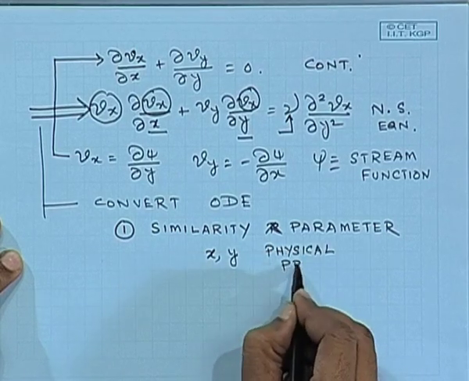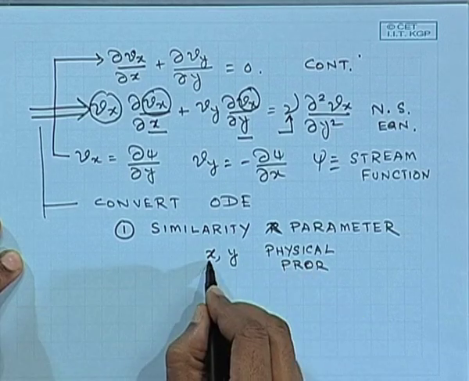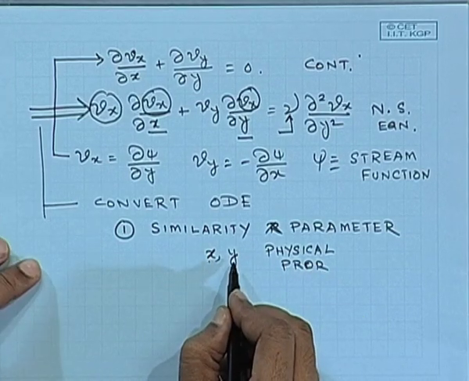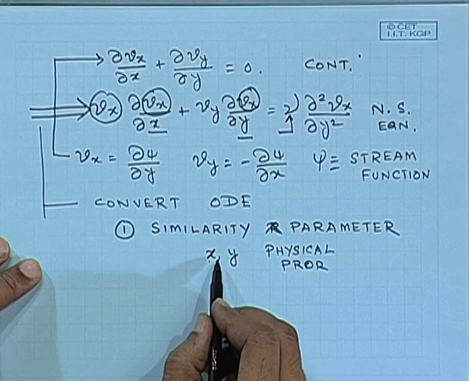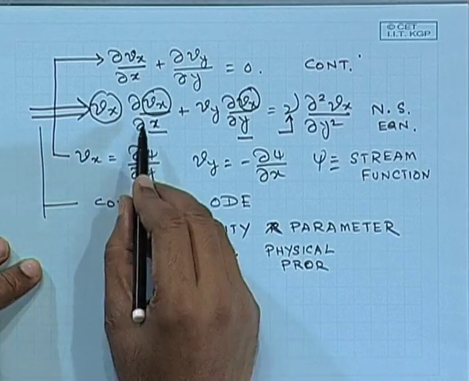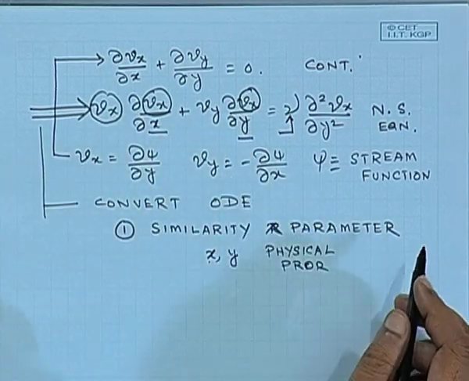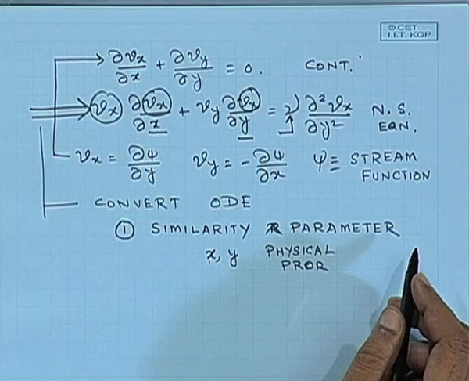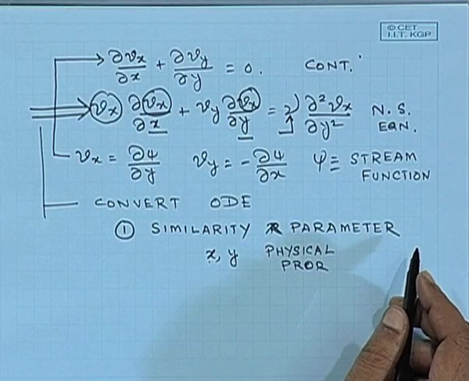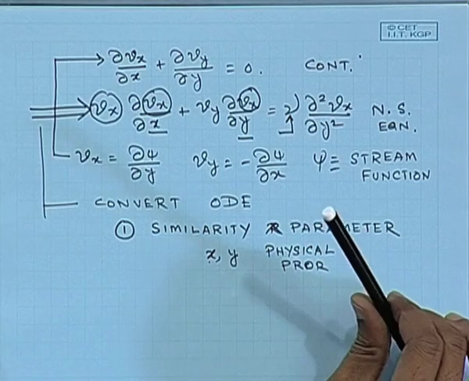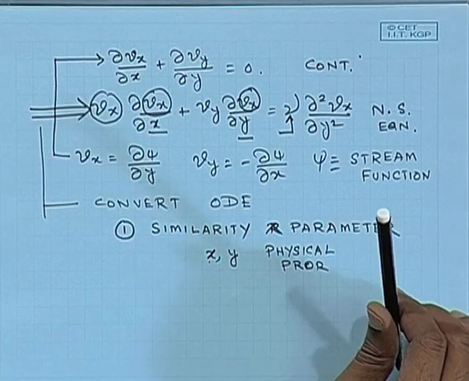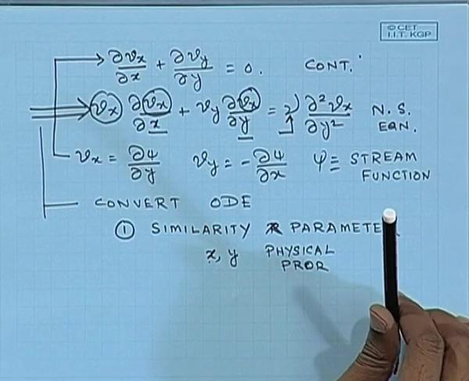But the important thing is how do we combine x and y in such a way that when I use that similarity variable and substitute in this equation, it will change to an ordinary differential equation. There are several ways of doing it, and we are going to see in the next class how this is done for very simple cases.